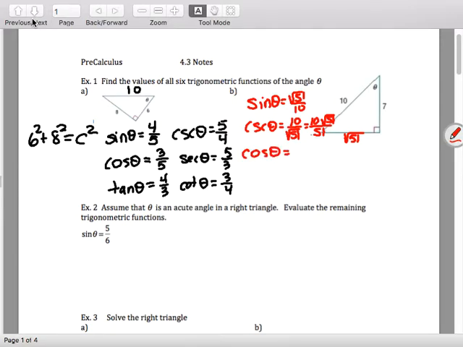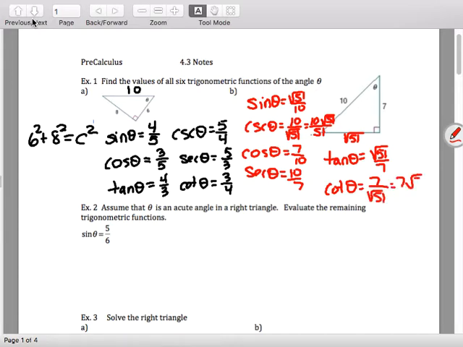Cosine theta is 7 over 10. So secant theta is 10 over 7. Tangent theta, TOA, radical 51 over 7. Cotangent theta is 7 over radical 51. And if you rationalize, that's 7 radical 51 over 51. All right, so again, quick review.